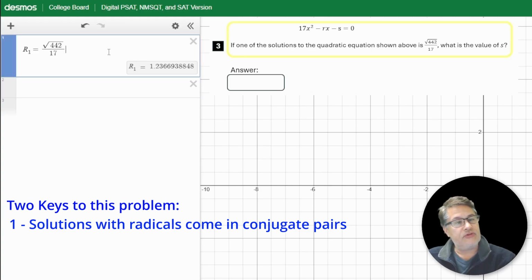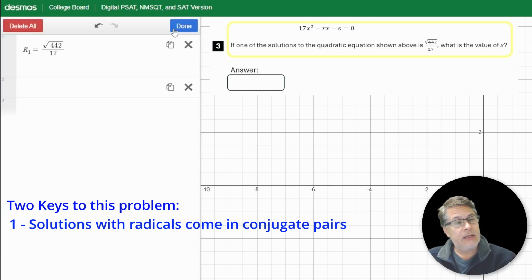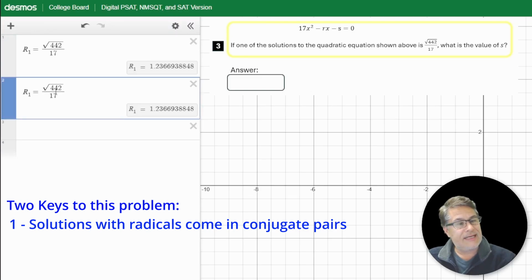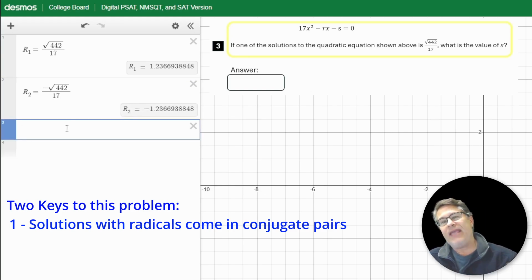Let me teach you another cool trick, guys. Hit the gear icon and let's hit the copy button because we just simply want to reuse that exact same value except change the R1 to an R2 and put a minus sign in front of it, okay? And again, why am I putting the minus sign? Because if you have a solution to a quadratic equation and it involves a square root, then the other solution must be the conjugate of that, which effectively is the negative of it.